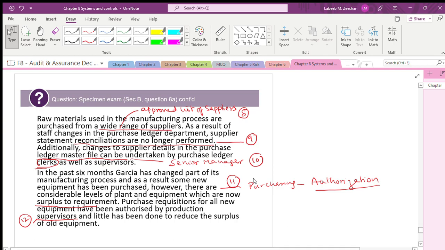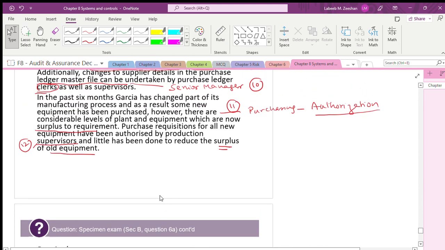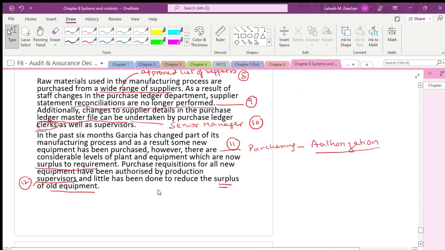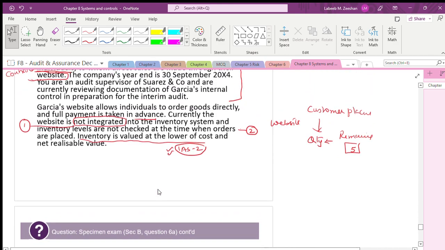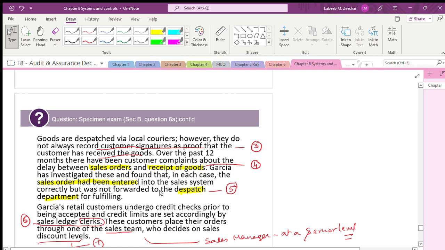And it has been done to reduce the surplus of old equipment. How many points are there? In the examination also, it will be 12. You have got 12. Of these 12, you take any 6. If you do like this, see practically how much is there? You divide it. If you have more than 2 from one paragraph, fine.